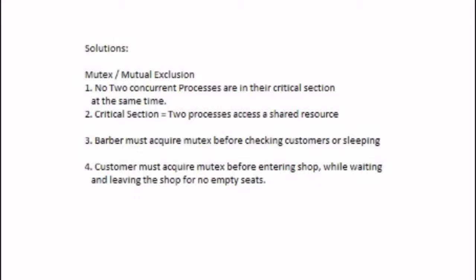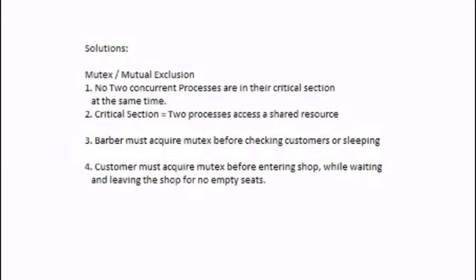For the problems mentioned earlier, there are many possible solutions available. The key element of each is a mutex. What is a mutex? Mutex, also known as mutual exclusion in computer science, refers to the requirement of ensuring that no two concurrent processes are in their critical section at the same time. It is a basic requirement in concurrency control to prevent race conditions.